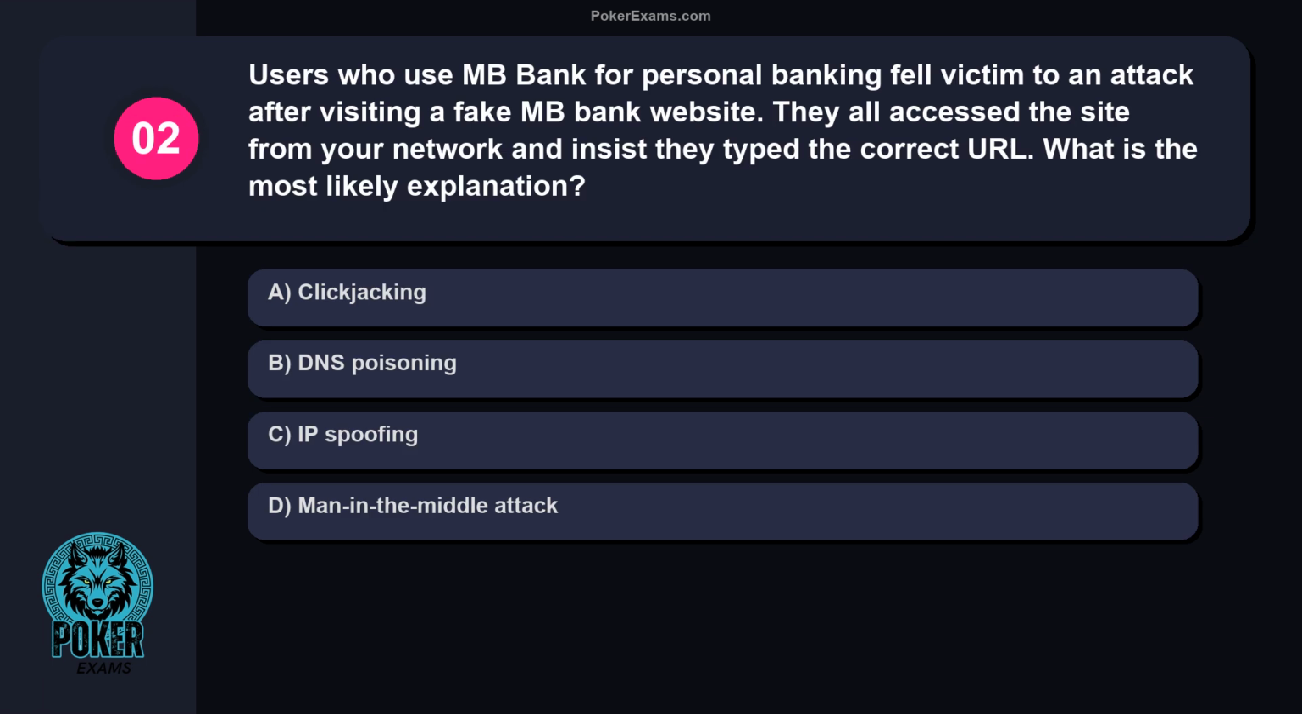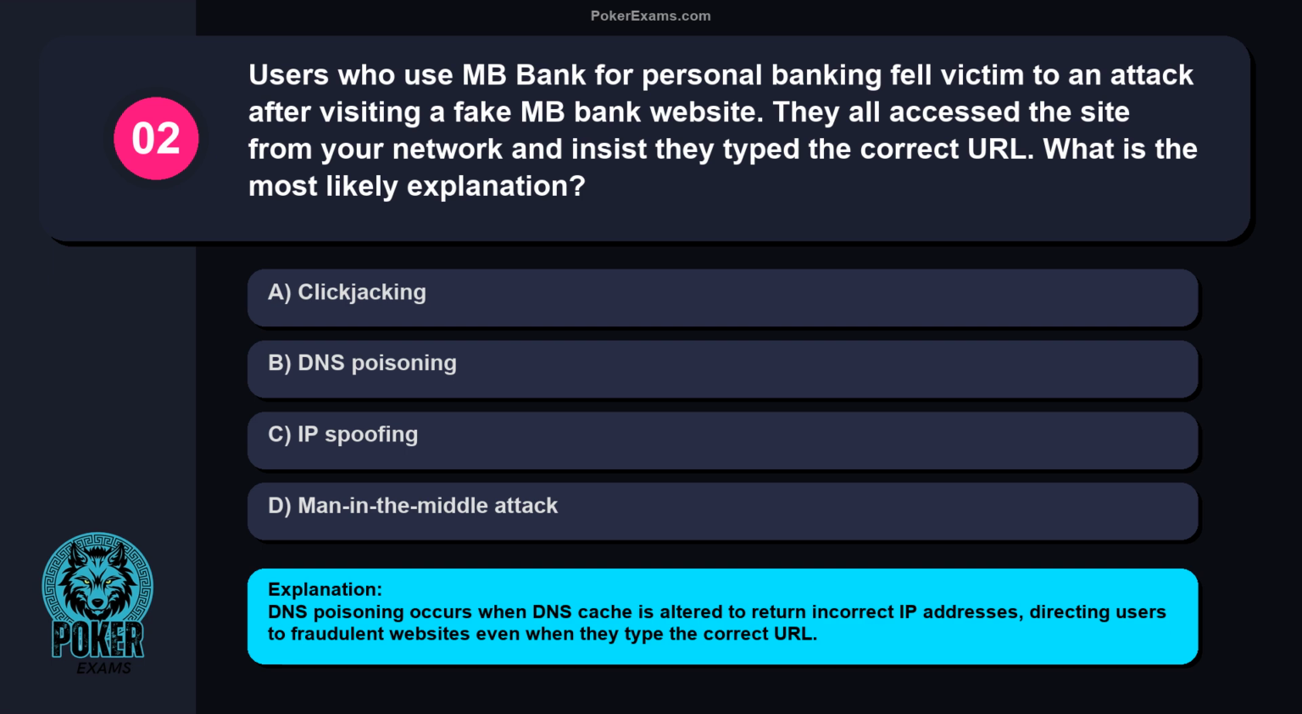Question 2. Users who use MB Bank for personal banking fell victim to an attack after visiting a fake MB Bank website. They all access the site from your network and insist they typed the correct URL. What is the most likely explanation? Clickjacking, DNS poisoning, IP spoofing, man-in-the-middle attack. DNS poisoning occurs when DNS cache is altered to return incorrect IP addresses, directing users to fraudulent websites even when they type the correct URL.